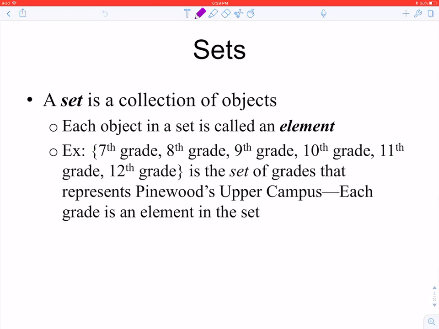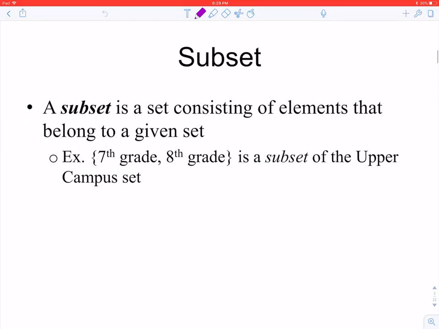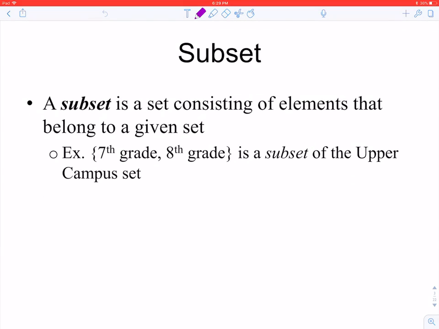Now, within the set of Pinewood's Upper Campus, we also have what we call subsets. A subset is a set consisting of elements that belong to a given set. Basically, a set is a subset of another set if each element that belongs to that set also belongs to the other set that we're saying it's a subset of.